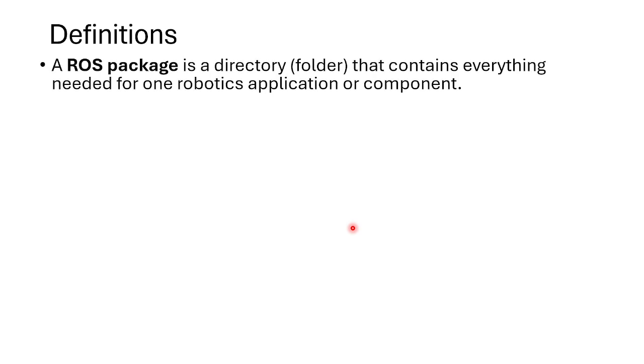So in this lecture, I'm going to go over the packages and executables definitions. A ROS package is a directory or folder that contains everything needed for a robotic application or component.